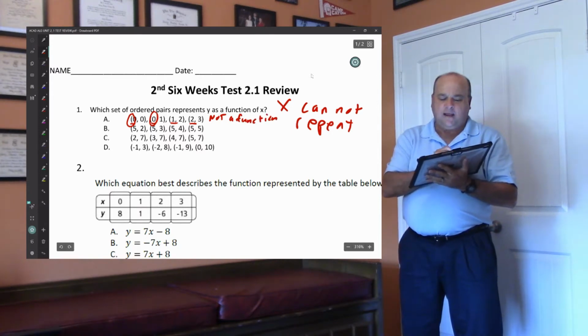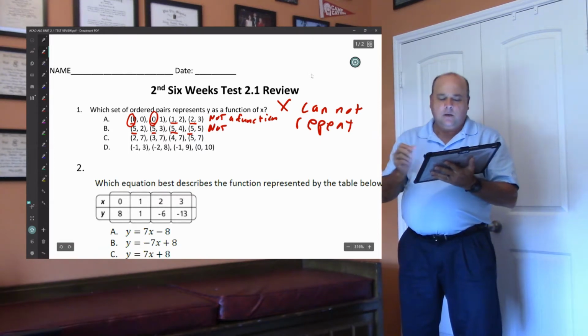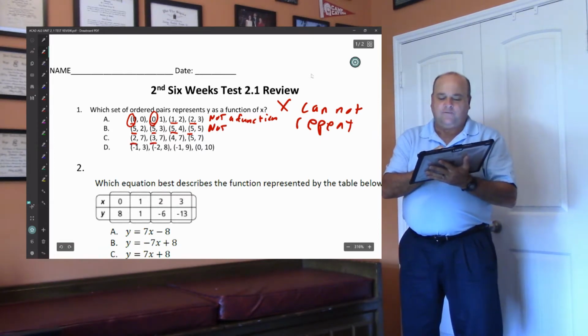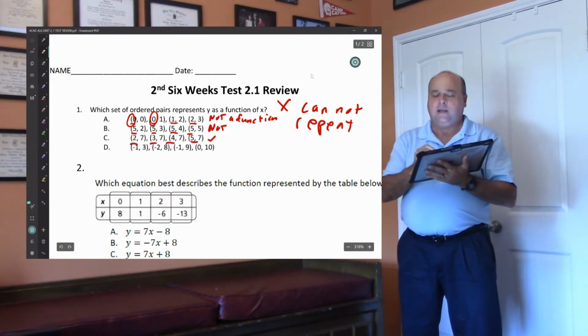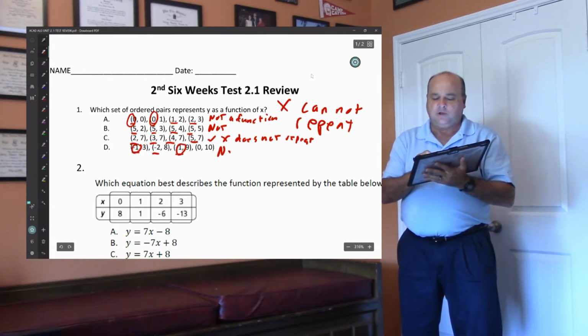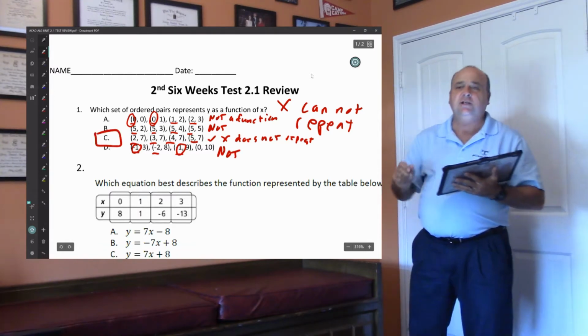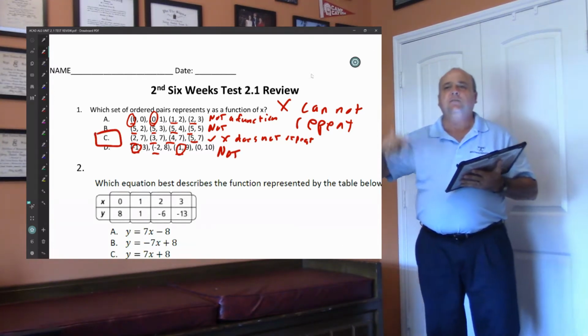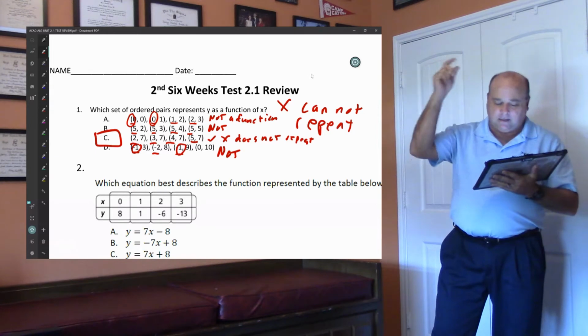On the next one, we have a whole bunch of 5s, don't we? All of those repeat. This is not a function. Okay, on the next one, we have 2, 3, 4, 5. Check. None of them repeat. So write down x does not repeat. And then on the last one, -1, -2. -1 repeats, doesn't it? Not a function. So the one that is a function is C. C is a function because the x does not repeat.